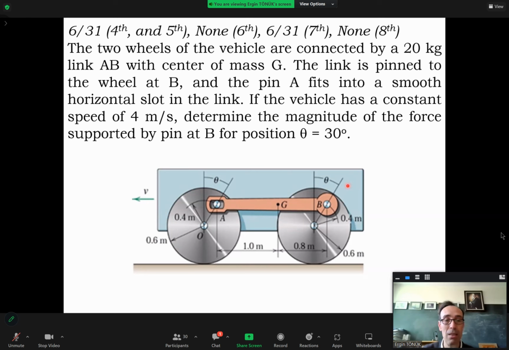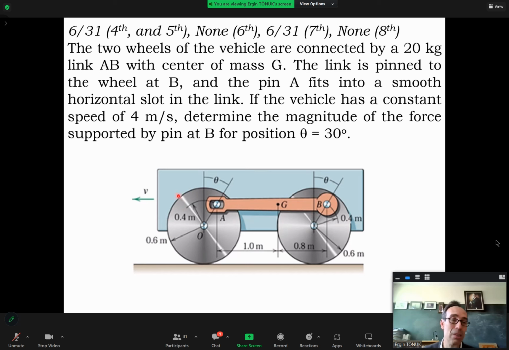Here, actually, there are a few interesting things we might discuss. We may analyze the motion of this link as an absolute motion. That is, we may use a coordinate system that's fixed to the ground, but we could as well use a coordinate system that's fixed to the vehicle. The reason is the vehicle is not accelerated, therefore it is an inertial reference frame as well. So whether the vehicle is traveling to the left with this speed or not will not change the force at B, okay?